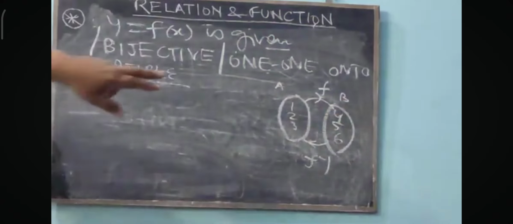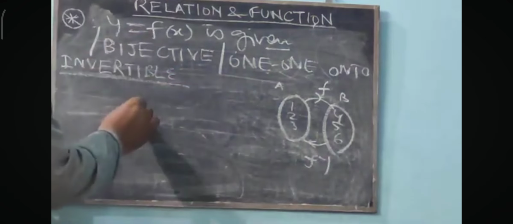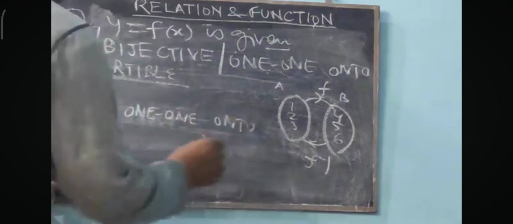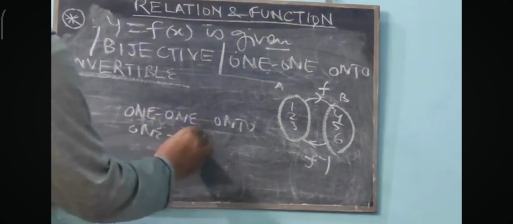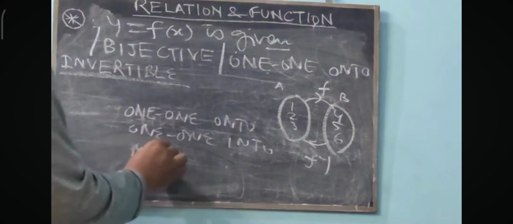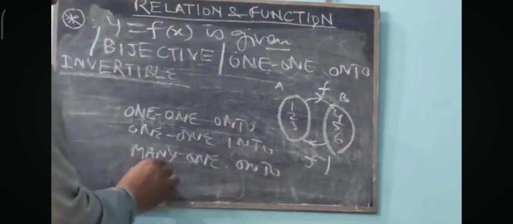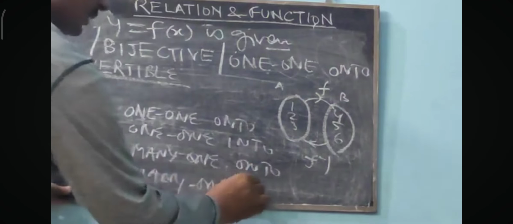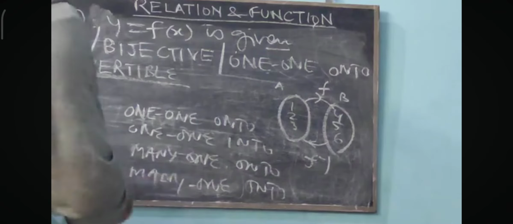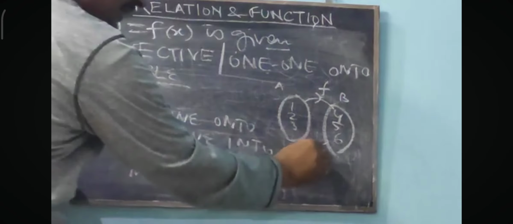Now see students, the possibilities of a function may be one-one onto, one-one into, then many-one onto and many-one into. These are all the possibilities that may be. But we must remember that for invertible or any of these three, f inverse must exist. That is invertible.